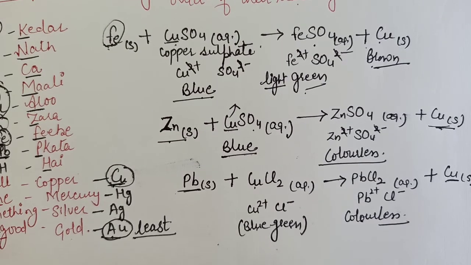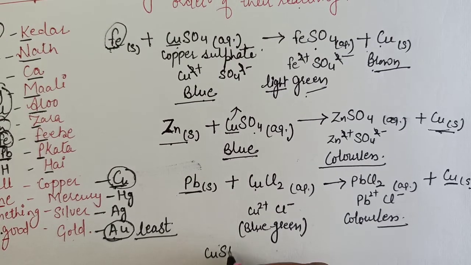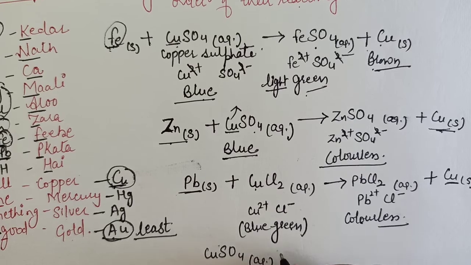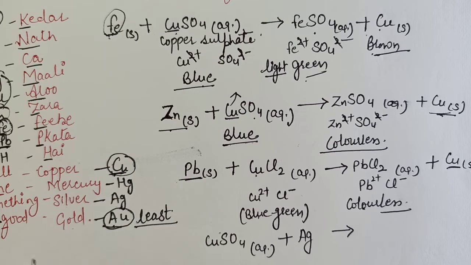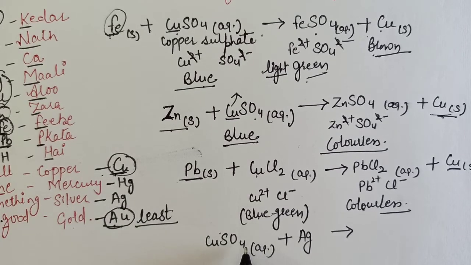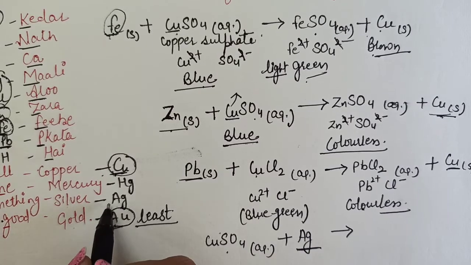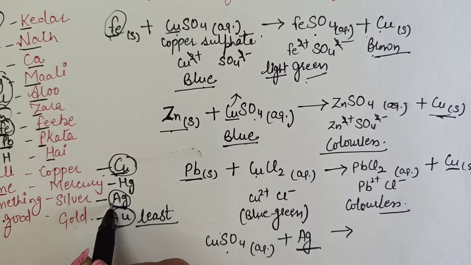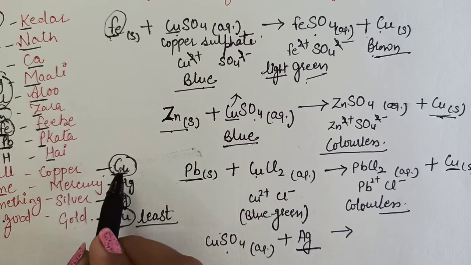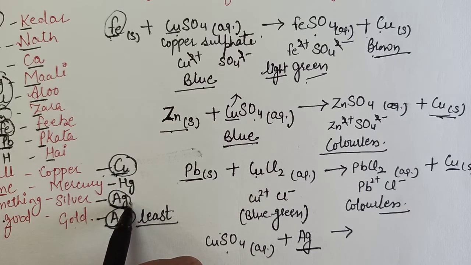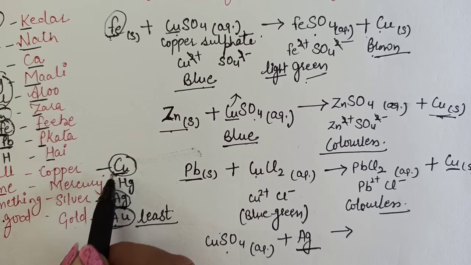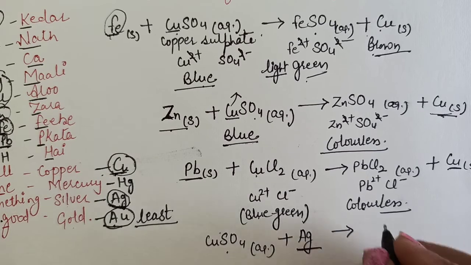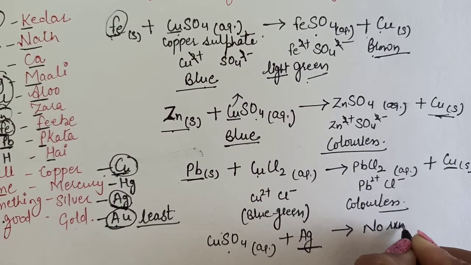One more example we will do. In copper sulfate solution, we will put silver. Then what happens? In copper sulfate solution, we will keep silver. See in the reactivity series, silver is placed below copper. So silver is less reactive than copper, so it does not displace it and no reaction takes place.